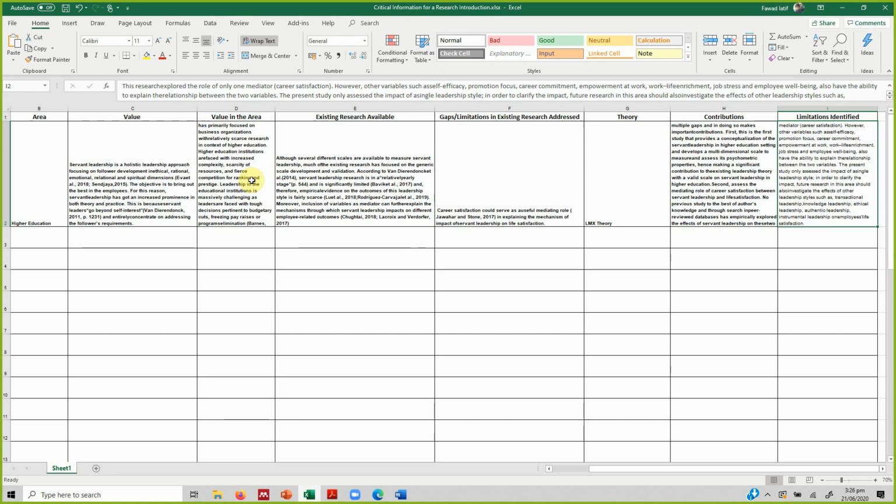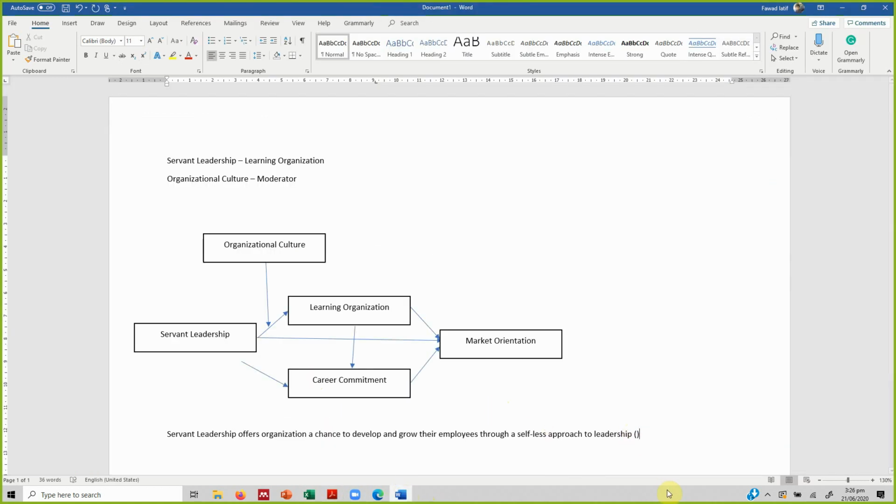Once you start reading, obviously the mind would start working and you will have ideas in your mind that you can utilize to write. Once you identify the value of that particular concept, you can say, okay, existing research has called for further research into servant leadership. While existing research has assessed the impact of servant leadership on learning organization.